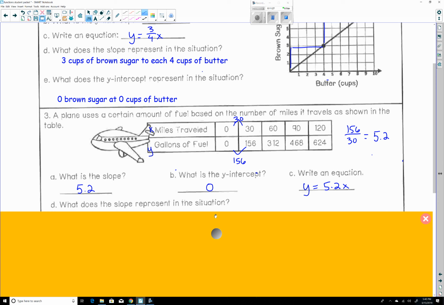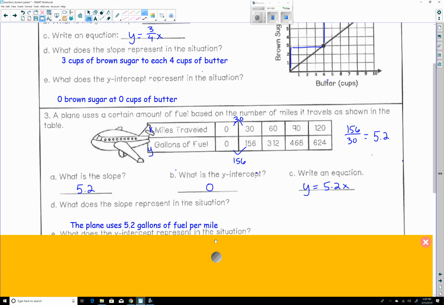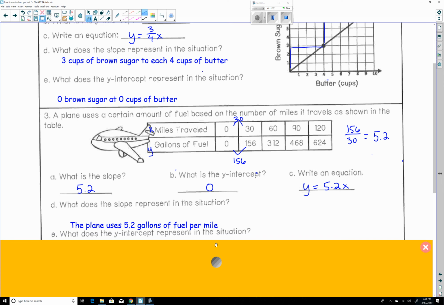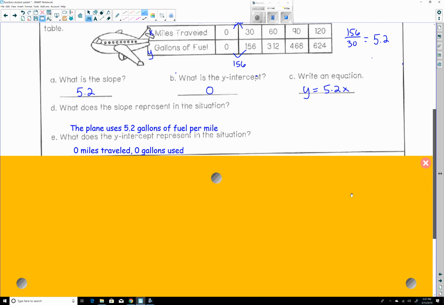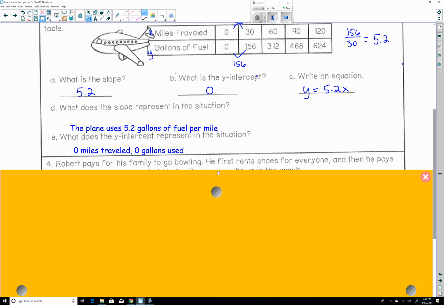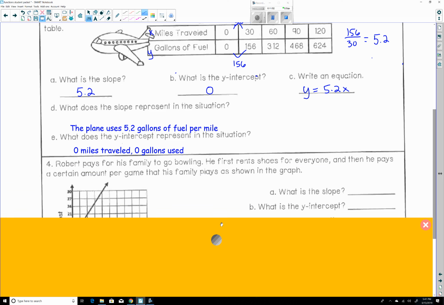Go ahead and write down what you think the slope represents in this situation. I say the plane uses 5.2 gallons of fuel per mile. What does the y-intercept represent? At 0 miles traveled, 0 gallons are used. So hopefully your answers are mirroring mine as you're pausing and coming back. Let's take a look at one more situation here.